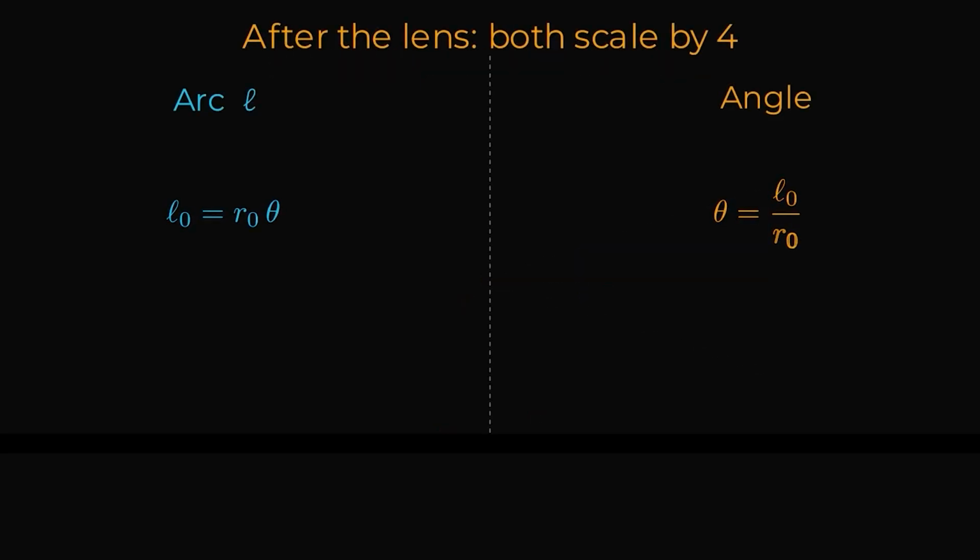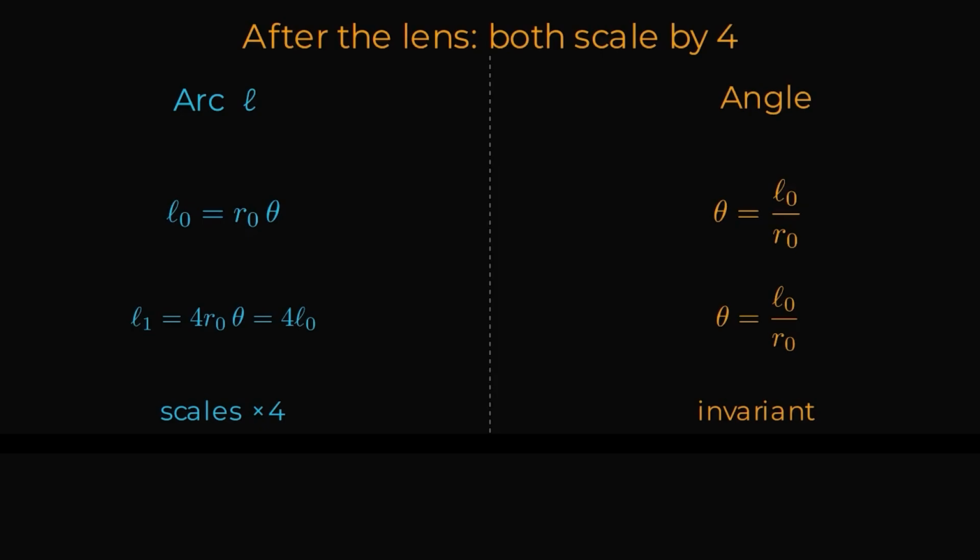After the lens, the apparent arc grows to 4L. The lens made the object appear larger. The arc it subtends has grown. The apparent radius, the apparent distance to the object, has also grown to 4r. The object appears 4 times farther away. Theta after the lens, 4L divided by 4r. The 4's cancel. Theta equals L over r. The ratio is invariant. This is not a coincidence.